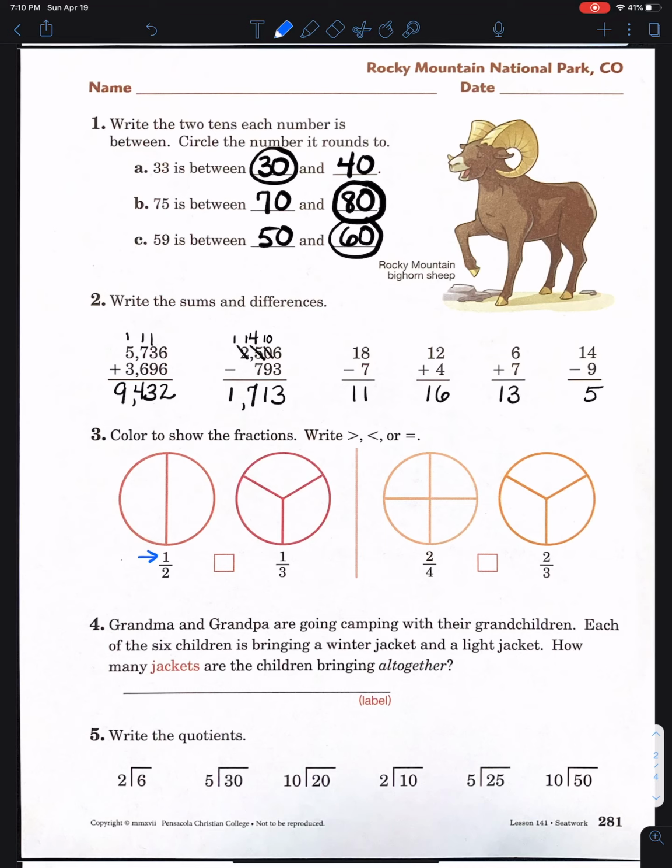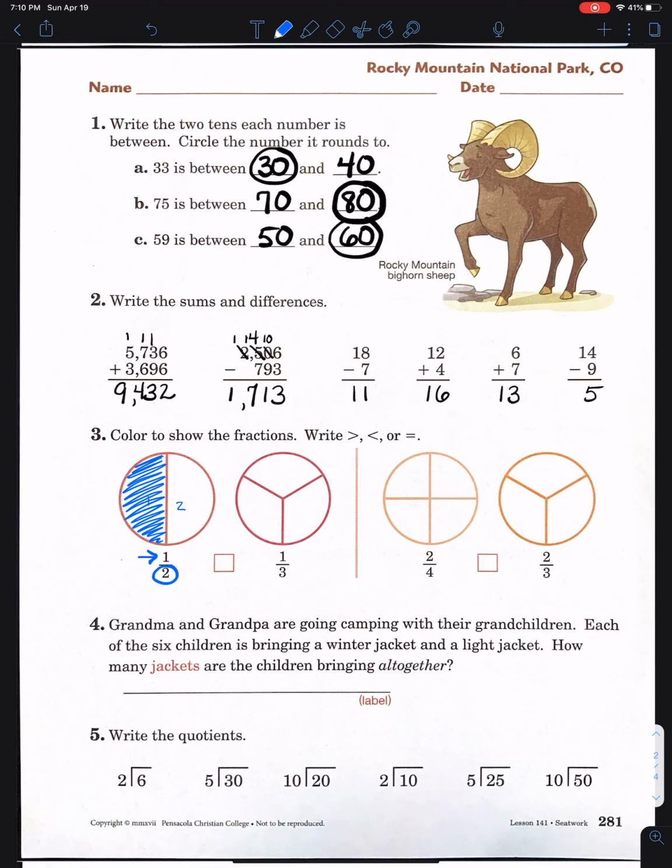The 1 is how many parts we're going to shade, and the 2 tells how many total parts there are. There are 2 parts. 1, 2. We want one of those 2. 1 out of 2, or 1/2. So we're going to shade in 1/2 of the circle.